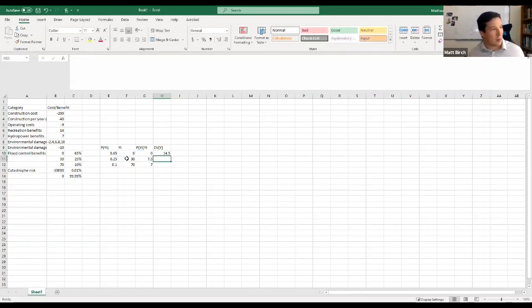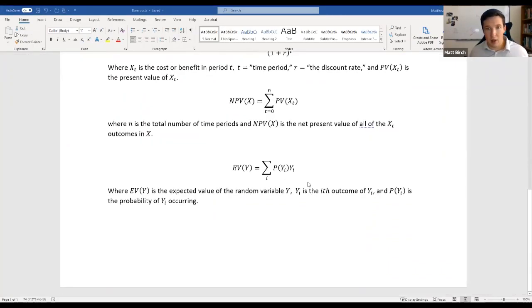Suggesting to us that although most of the time our flood control has 0 benefits, and a quarter of the time it's $30 million of benefits, and 10% of the time it's $70 million of benefits, on average, we expect this thing to have $14.5 million of benefits every year. So it's a weighted average of these probabilities and their outcomes. I did it pretty pedantically here, multiplying each probability times its outcome in a whole separate column and then adding them up.